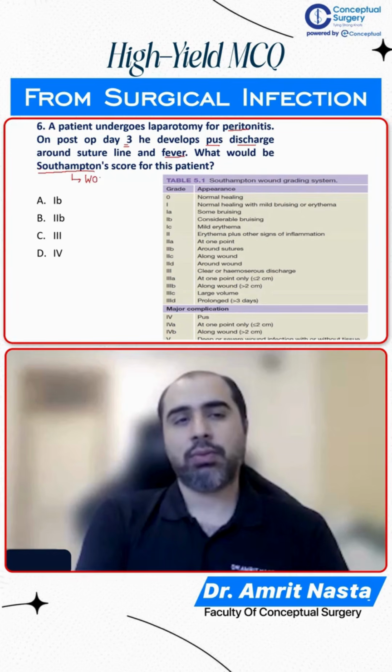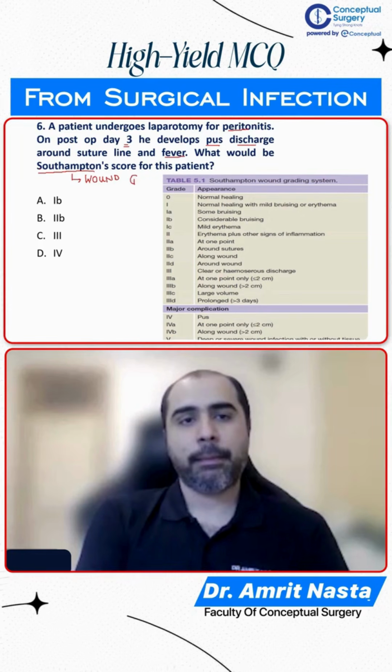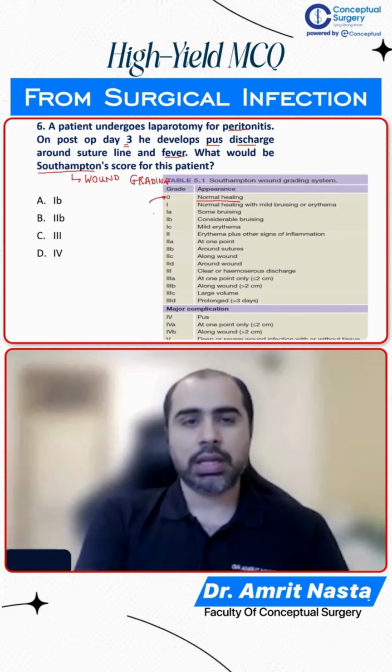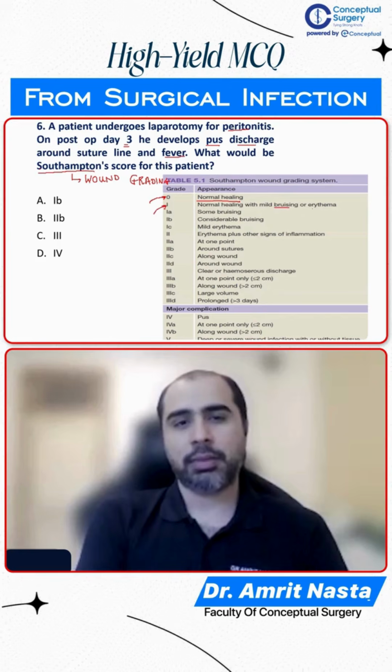They are post-operative wound scores or wound grading. Basically, they will tell you the severity of wound infection if it gets infected. Obviously, grade 0 means it has healed normally. Nothing has happened. Grade 1 is very mild, like just some bruising, some erythema, nothing.